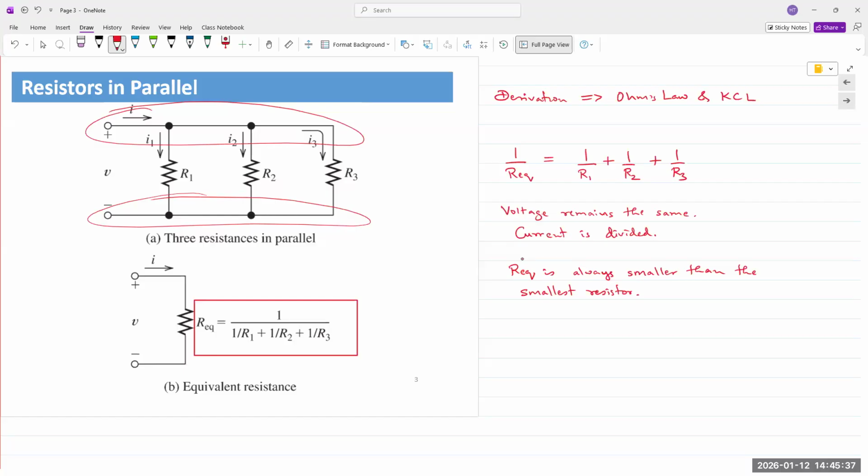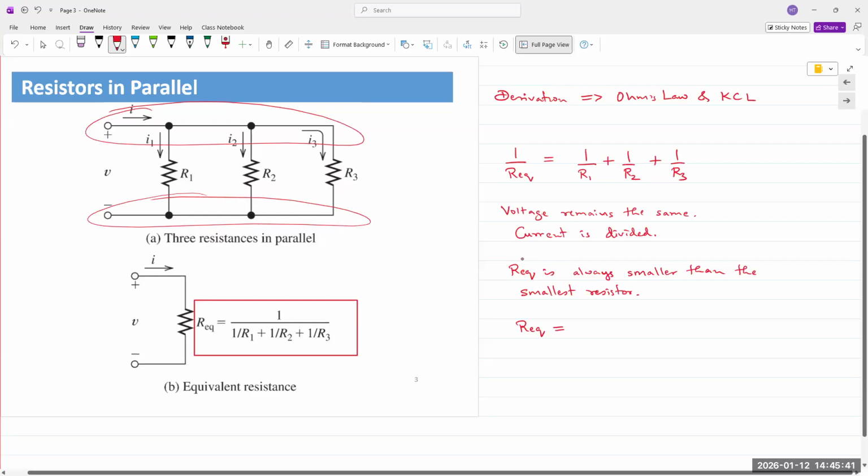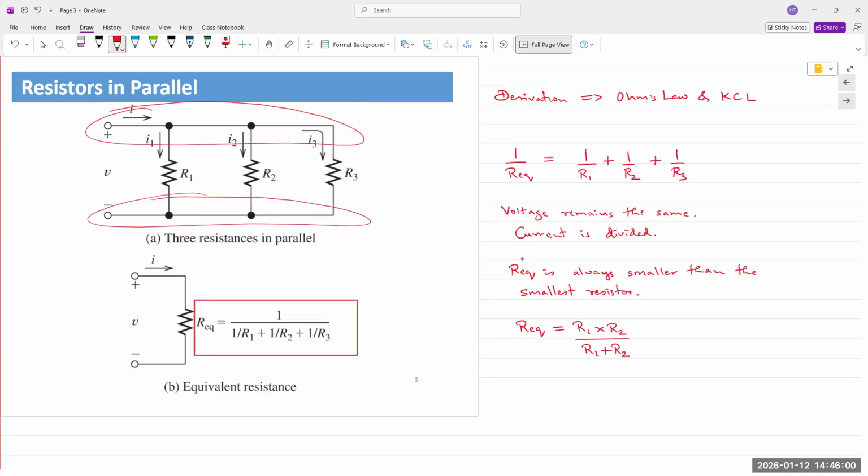Also, REQ of two resistors in parallel, let's say R1 and R2, is simply given by the product of the two divided by the sum of the two. So R1 times R2 divided by R1 plus R2. Yes.